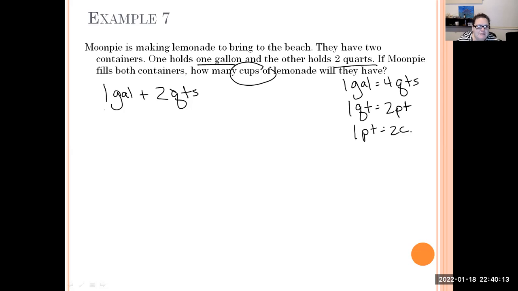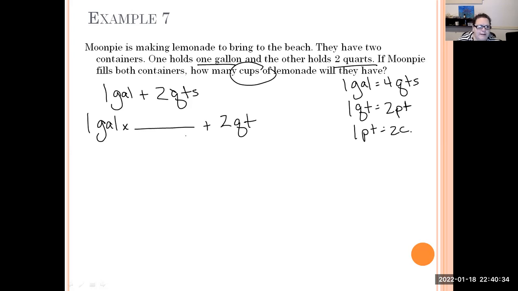Okay, so I'm going to say there's 1 gallon. I'm going to take them both to quarts, and then from quarts, once I've added them together, I'm going to take them to cups. So I'm going to start with the 1 gallon and switch that to a quart. And then I'm going to add the 2 quarts to that and then go to cups with all of it.